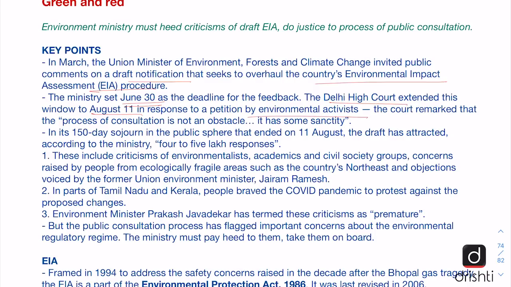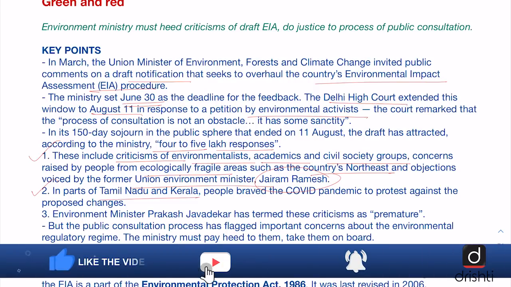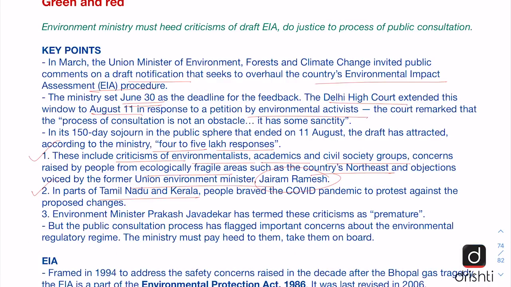During these 150 days of the draft notification being in the public domain, the public has responded by submitting around 4 to 5 lakh responses as per the ministry data. These responses have included criticism from environmentalists, academics and civil society groups. Concerns have been raised by people from ecologically fragile areas such as the country's northeast, and objections have also been voiced by former Union Environment Minister Shri Jairam Ramesh. Also, in parts of Tamil Nadu and Kerala, people have braved the COVID-19 pandemic to register their protest against the proposed changes in the EIA.